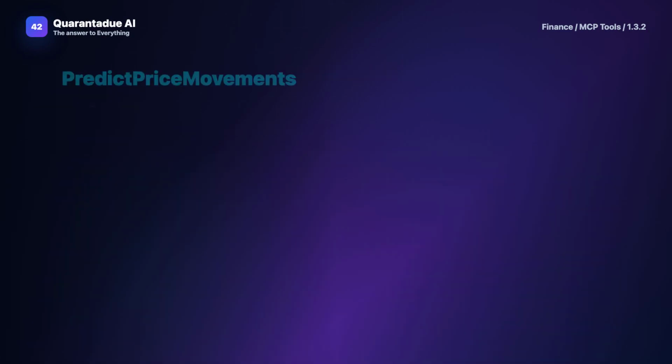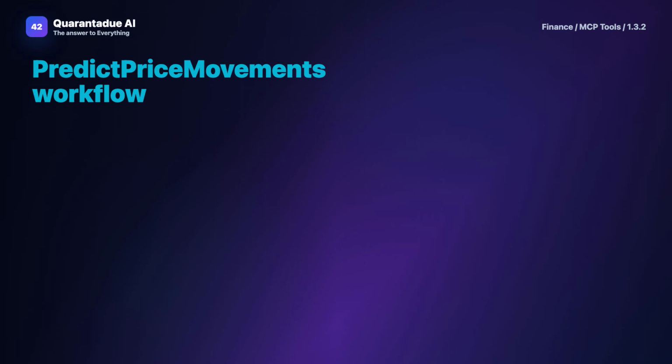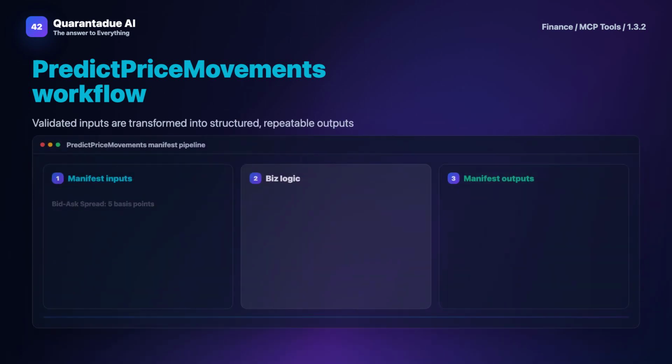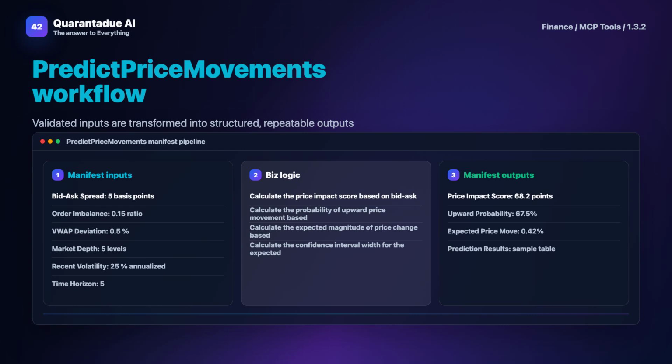The workflow then applies: calculate the price impact score based on bid-ask spread, order imbalance, and market depth. Normalize to a 0-100 scale where higher scores indicate greater microstructure pressure. Calculate the probability of upward price movement based on order imbalance and VWAP deviation, adjusting for mean reversion effects.